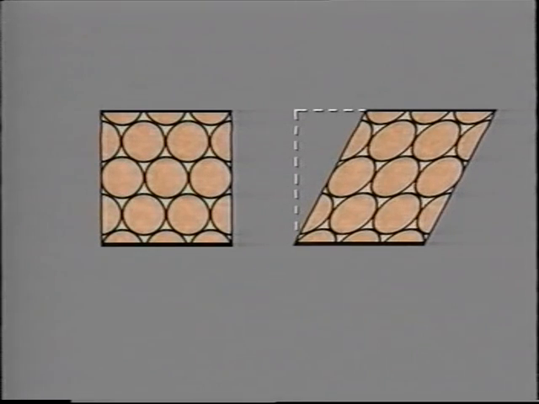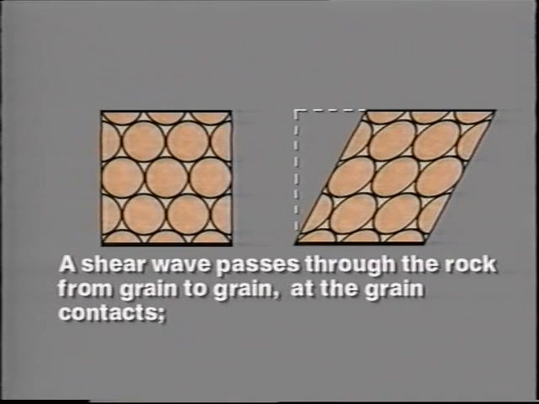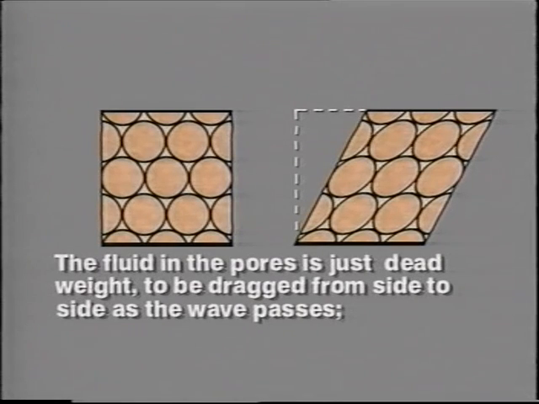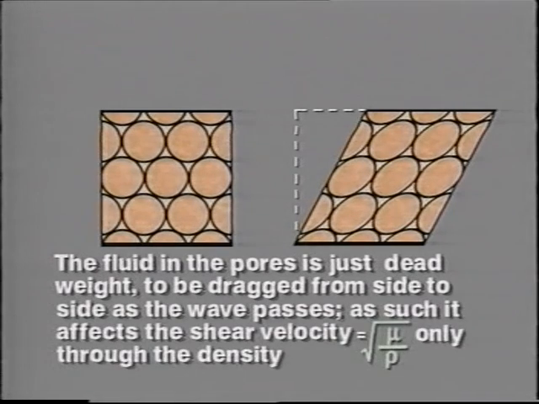How about the saturant? How does that change the shear velocity? Well, not much. Since the volume of the grains does not change, the volume of the saturant does not need to change either. Only the shape changes, and fluid saturants offer no significant resistance to change of shape. So we have a picture of the shear wave passing through the rock from grain to grain solely at the grain contacts, with the fluid saturant not really participating in the wave. In effect, the fluid in the pores is just dead weight, to be dragged from side to side as the wave passes. As such, it affects the shear velocity only slightly, through the density rather than through the rigidity.